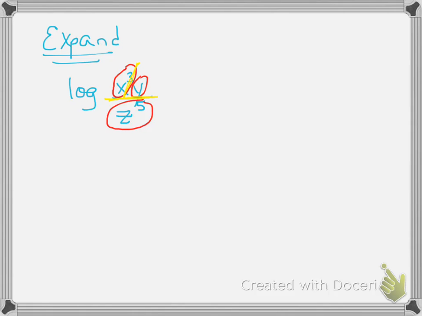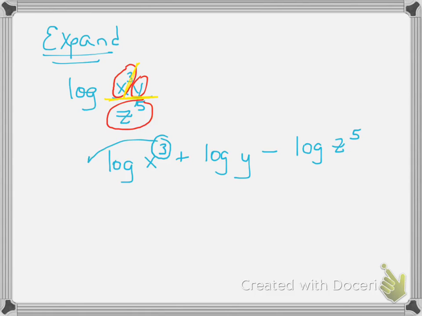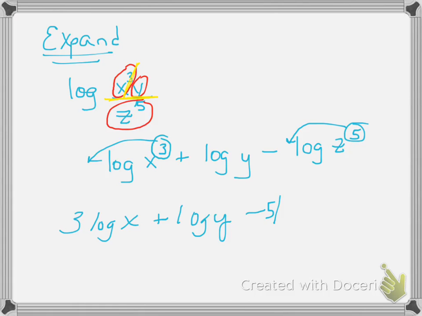So how can I expand this? Well, I can start by saying it would need to be log of x to the third plus log of y minus log of z to the fifth. But remember before we said that there are some properties involving those exponents. That can come down and that can come down. So my final answer should be 3 log x plus log y minus 5 log z.